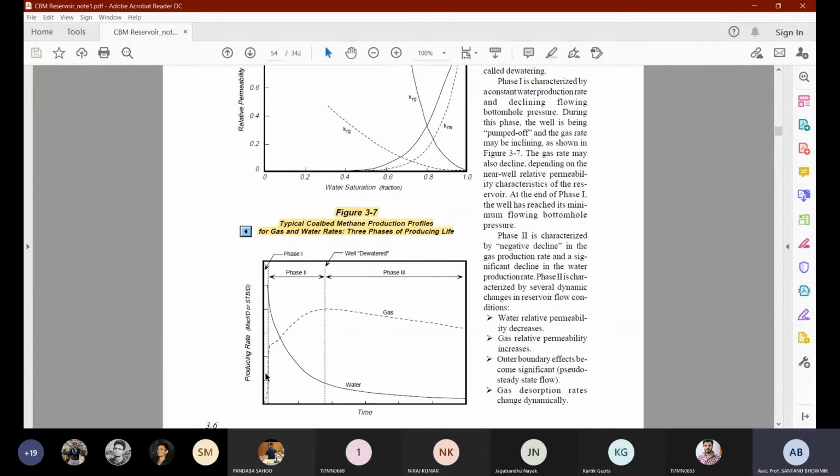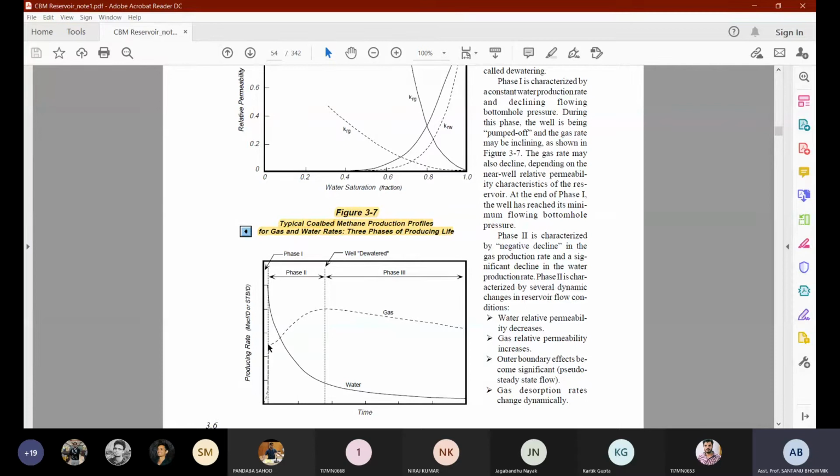Phase 1 means it is defined by the constant water production rate. And then, with the water flow, the bottom hole pressure is going to reduce, because as you are taking out the water, obviously the reservoir pressure is going to reduce. As the reservoir pressure reduces, you can see that gas production starts from 0. This is the gas production. Gas production started from 0, and it is continuously and steeply increasing within this phase 1.